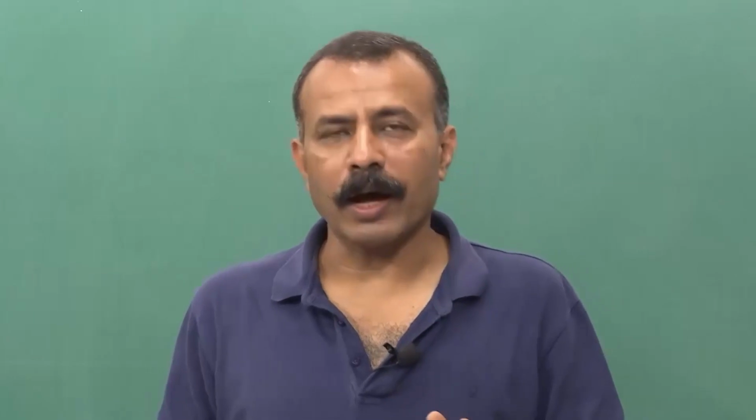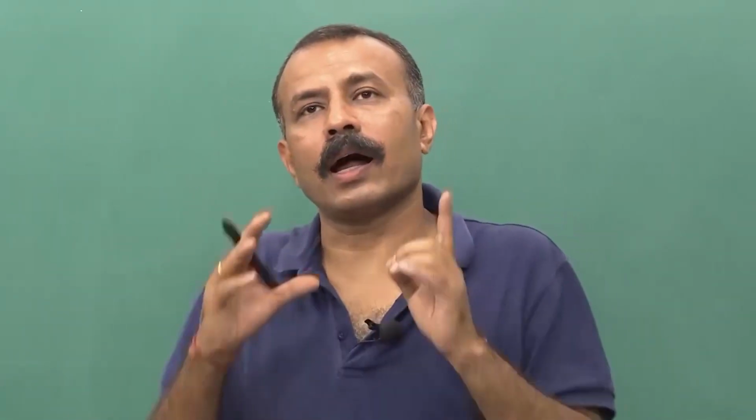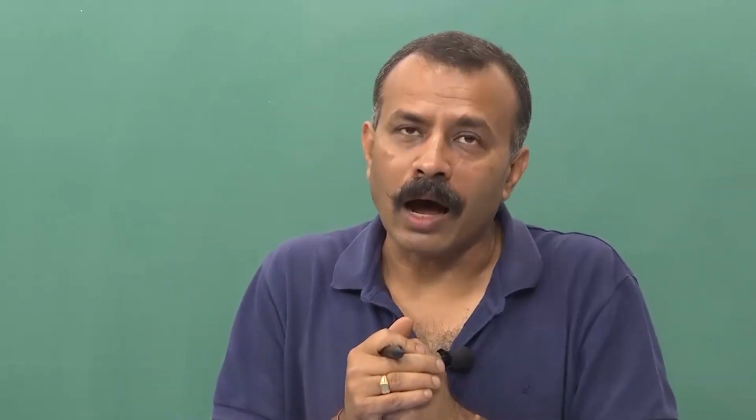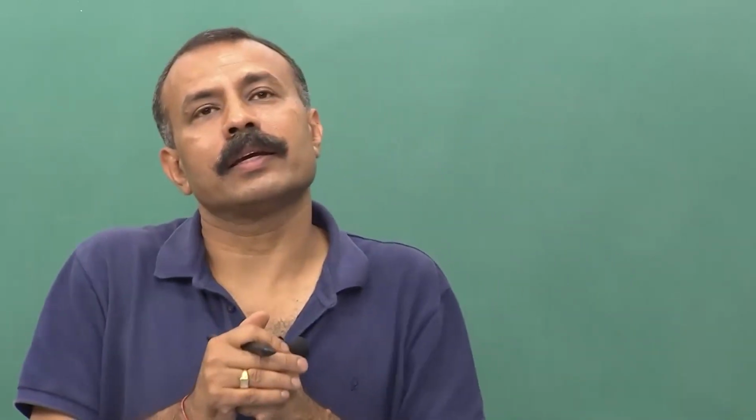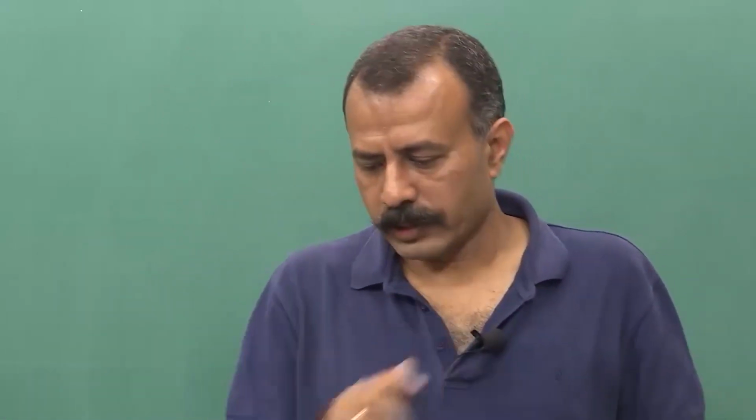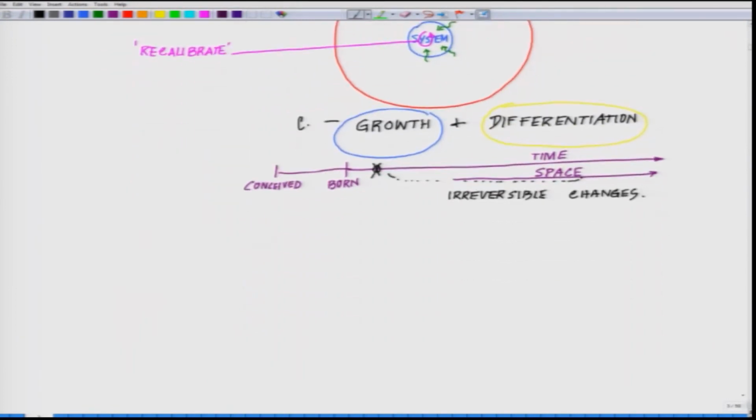So that's what it meant by, in this time and space within your own system, there are permanent changes, and those changes are very critical, not only from survival instinct, but from the evolutionary perspective. So this is the third aspect. So let's number them. A, organization. B is the responsiveness. C is growth and differentiation.